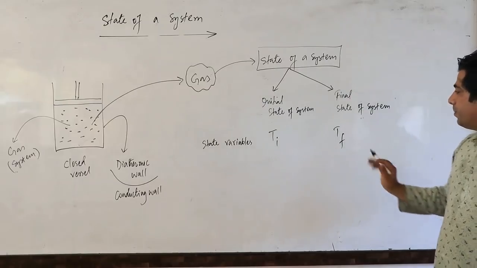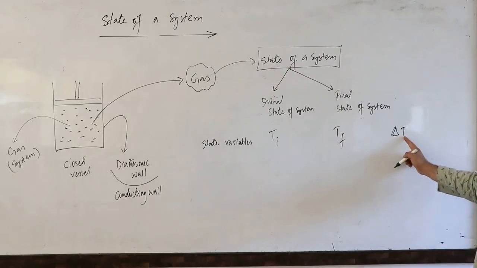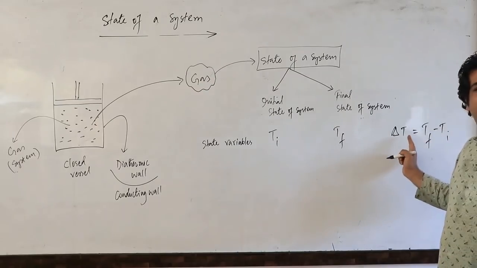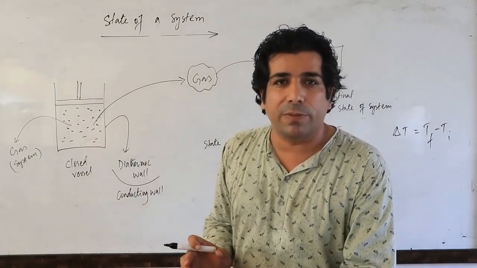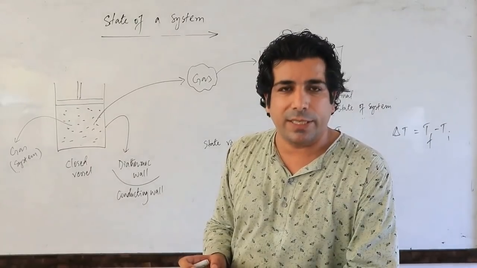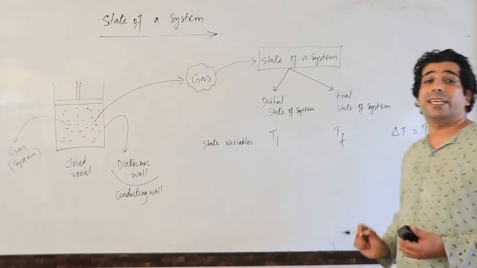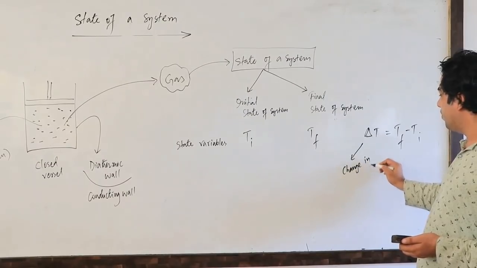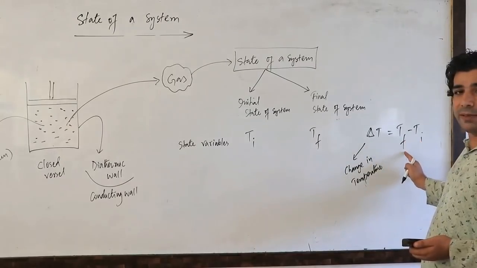So let me explain here. Now what is delta T finally? The change in temperature. The change in temperature will depend upon T final minus T initial. So my dear friends, the change in temperature depends upon final temperature minus initial temperature. Yes or no? And we call it a state function. Delta T is called a state function. It is nothing but the change in temperature, which is equal to final minus initial.